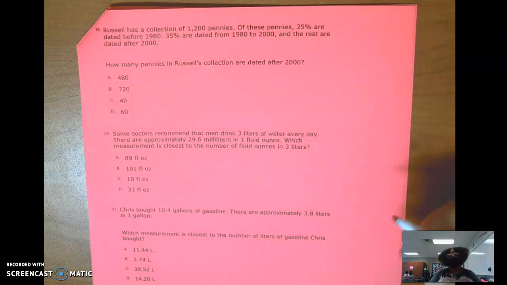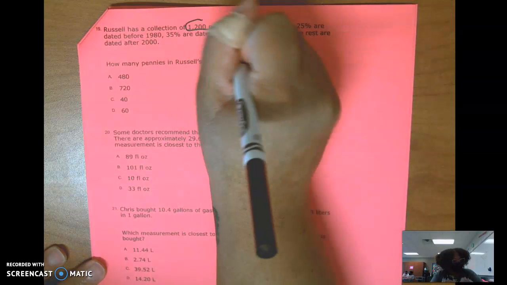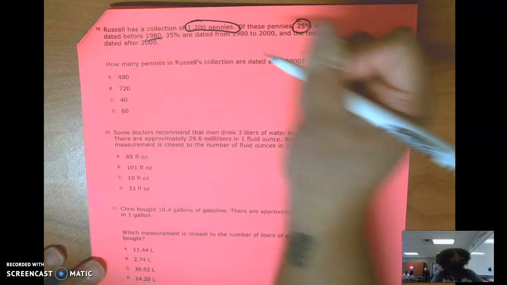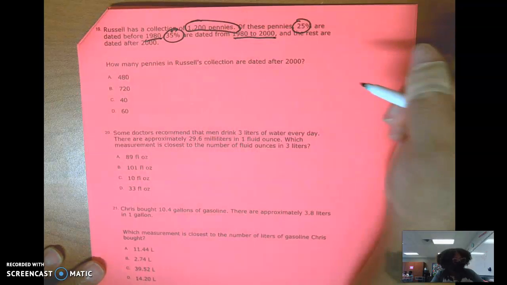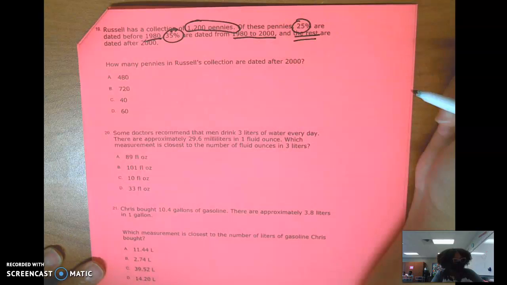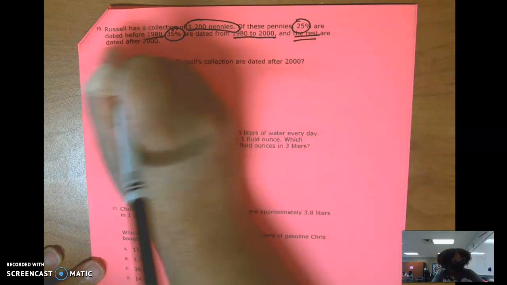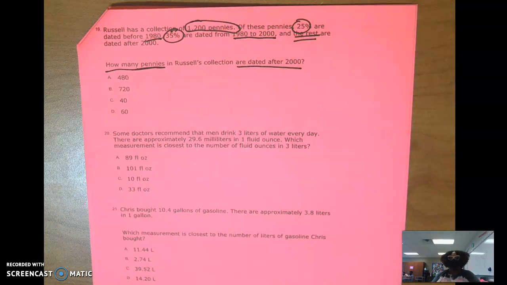19. Russell has a collection. You're not focused. Of 1,200 pennies. Of these pennies, 25% are dated before 1980. 35% are dated from 1980 to 2000, and the rest are dated after 2000. How many pennies in Russell's collection are dated after 2000? What do I have to do here?